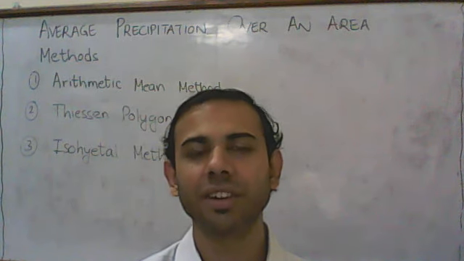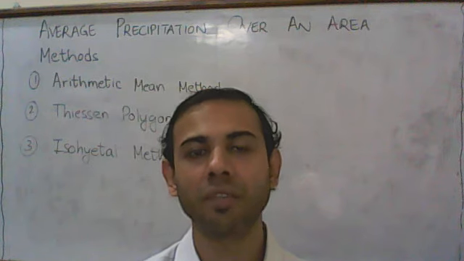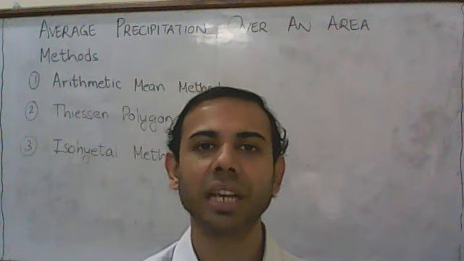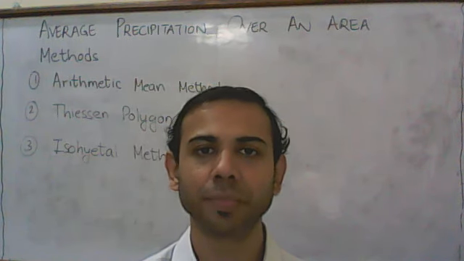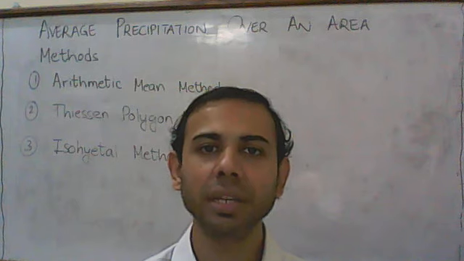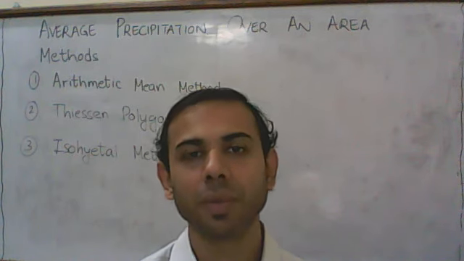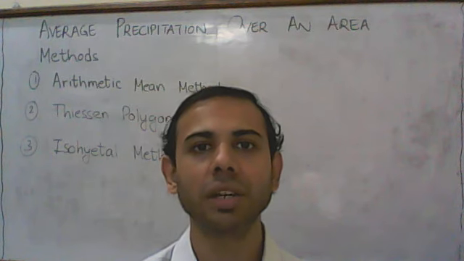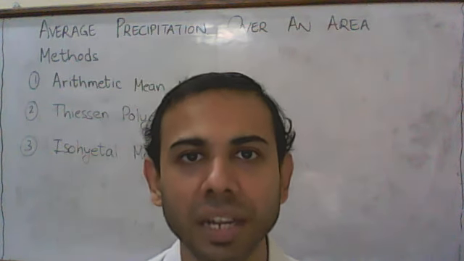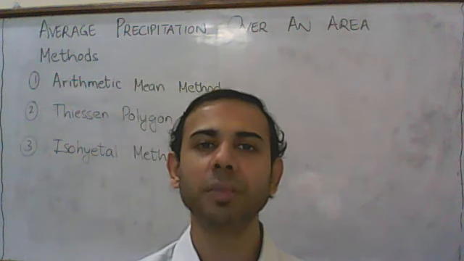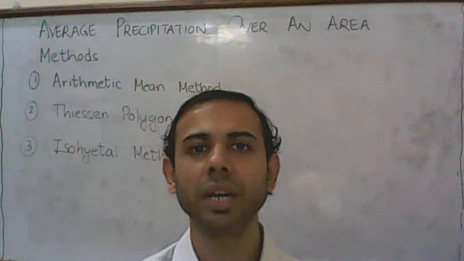In today's lecture, we are going to learn about the mean precipitation that falls over an area. You can call it the mean precipitation, or the average precipitation as well. And over an area means a catchment area where the rainfall occurs. The area in which rainfall occurs is known as a catchment area. So we'll be learning the average precipitation over an area in today's lecture.